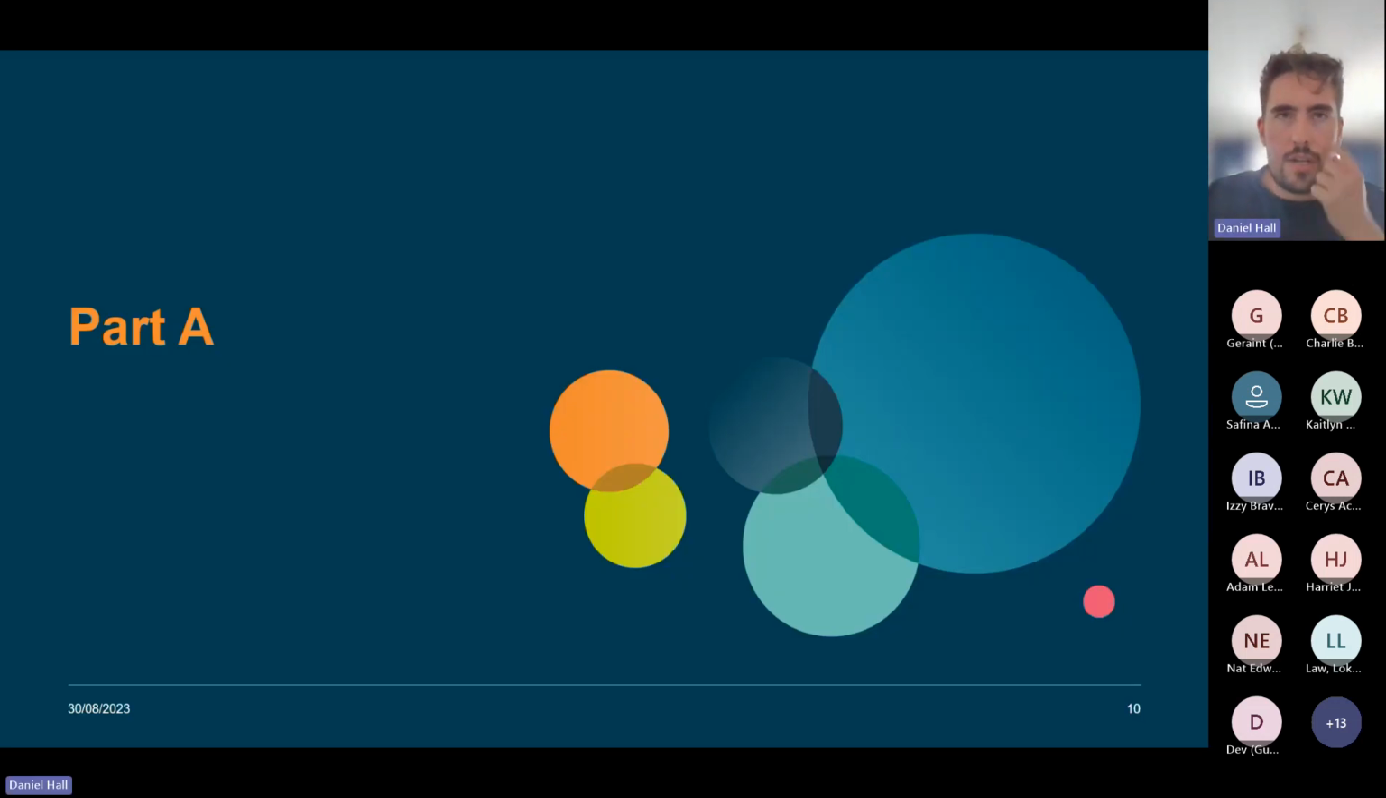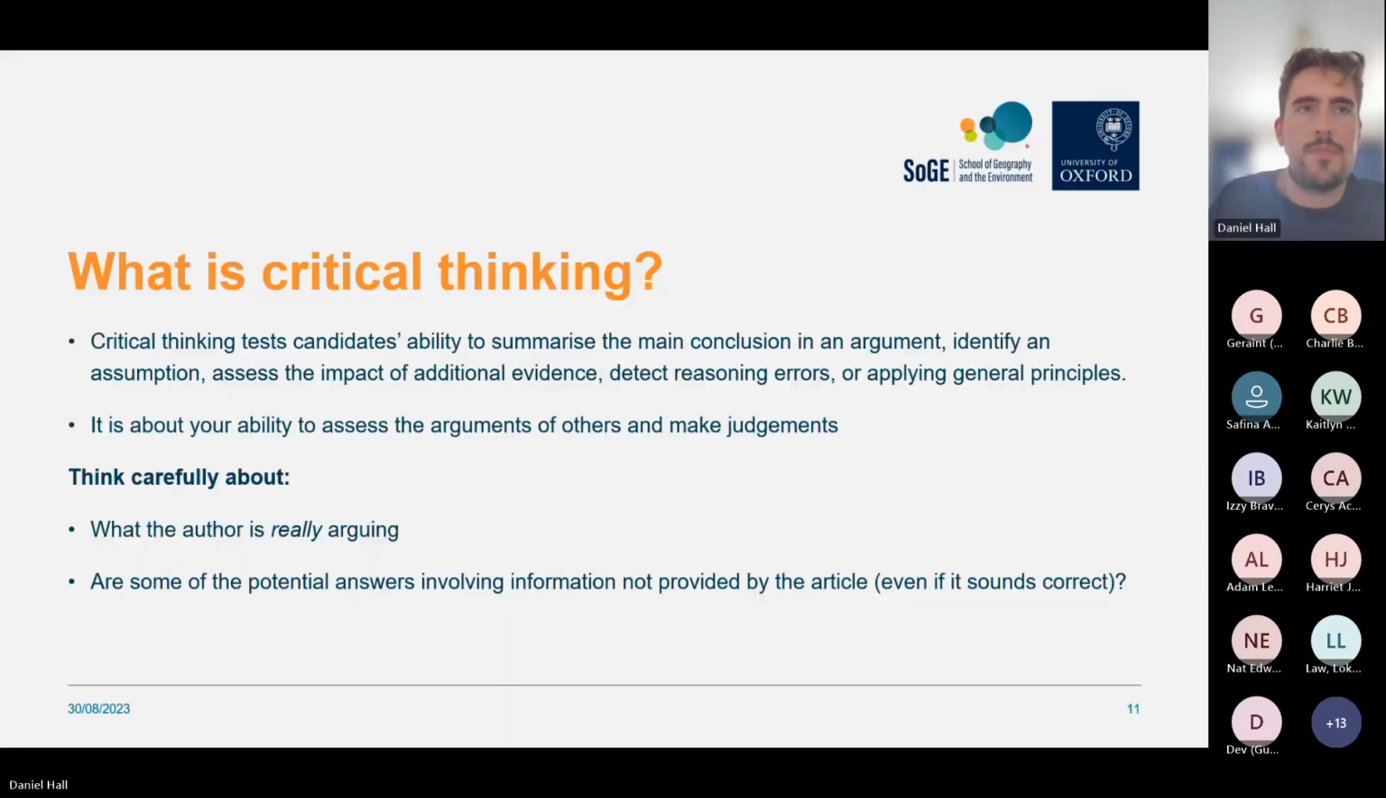So let's have a look at some questions then. So part A, critical thinking. So what is critical thinking? Well, critical thinking tests candidates' ability to summarise the main conclusion in an argument, identify an assumption, assess the impact of additional evidence, detect reasoning errors, or apply general principles. So it's about your ability to assess the arguments of others and make judgments.